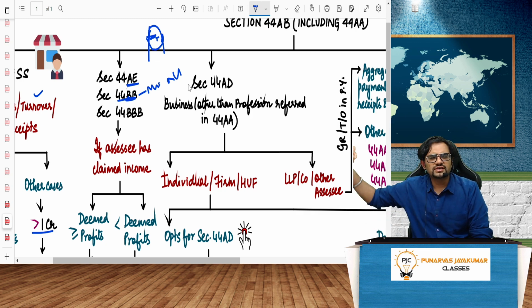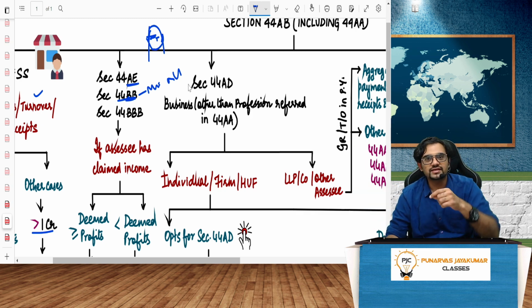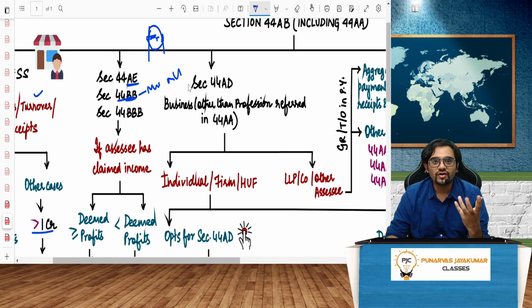So what is this, goods carriage? Hey. Then, Habibi, oil. That is what? 44BB. Easy to remember.